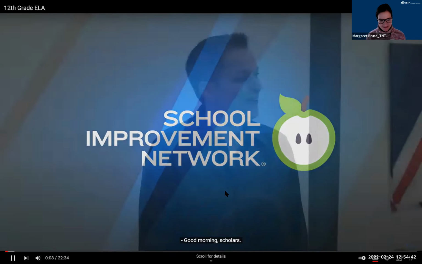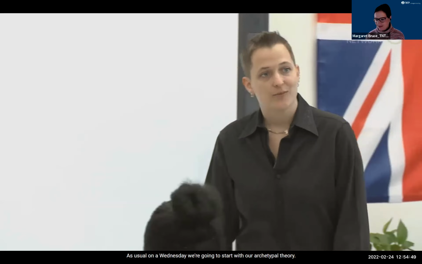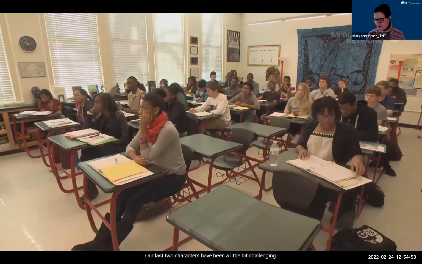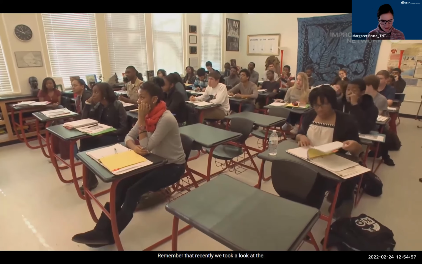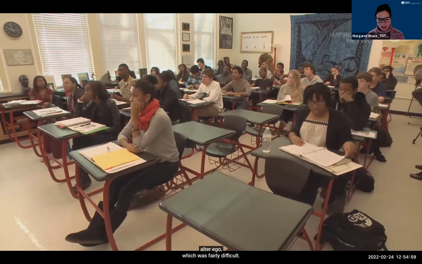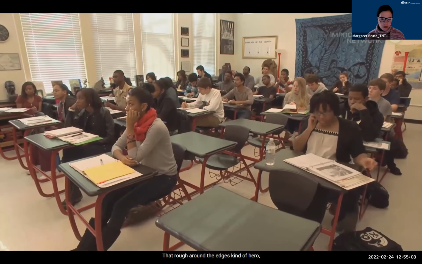Good morning, scholars. Good morning, everyone. As usual on a Wednesday, we're going to start with our archetypal theory. Today's archetypal character is the fool. Our last two characters have been a little bit challenging. Remember that recently we took a look at the alter ego, which is fairly difficult, and we took a look at the Byronic hero, which is quite difficult, that rough around the edges kind of hero, very different than the standard hero. This is a figure that I think is a lot more recognizable.